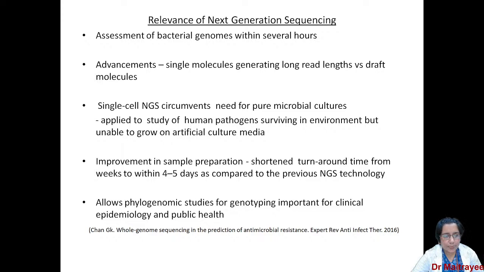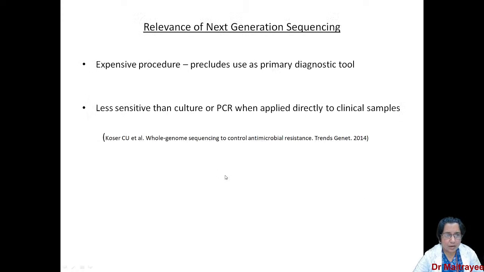But there has been an improvement in sample preparation, which shortens the turnaround time from weeks to 4 to 5 days as compared to the previous next generation sequencing technology. And it also allows phylogenomic studies for genotyping, which is important for clinical epidemiology and public health. However, it is an expensive procedure which precludes its use as a primary diagnostic tool, and it is less sensitive than culture or PCR when applied directly to clinical samples.